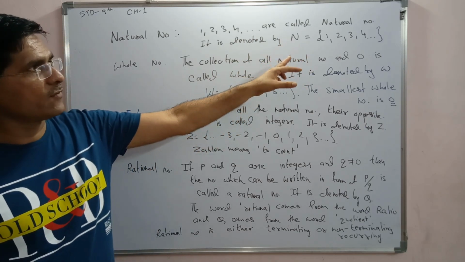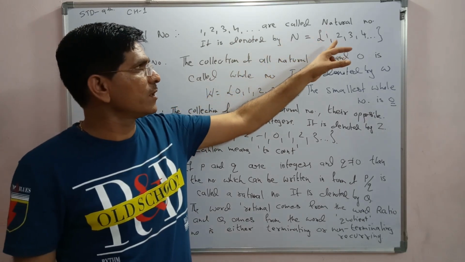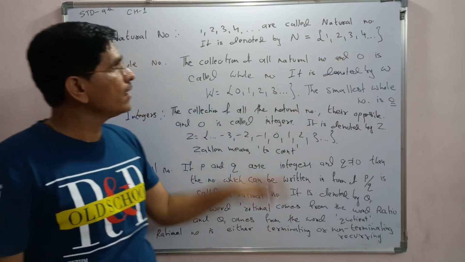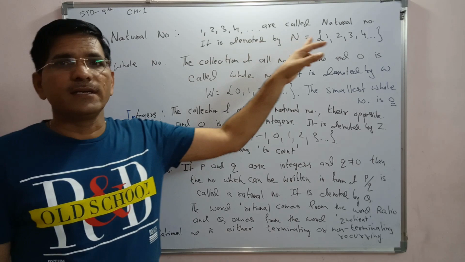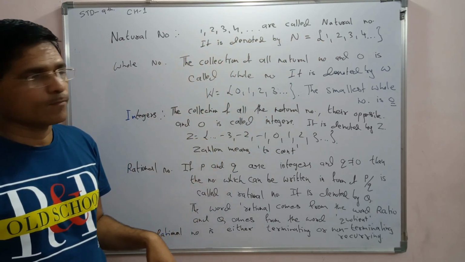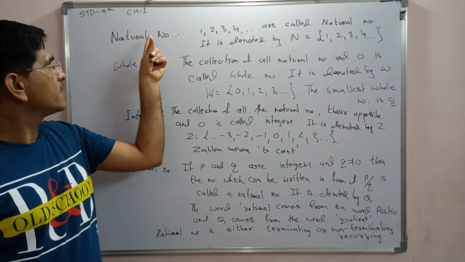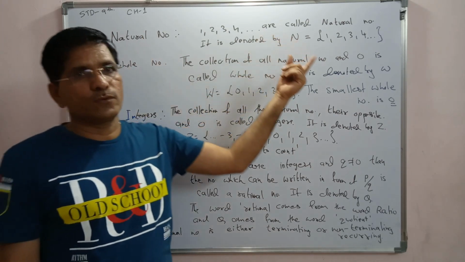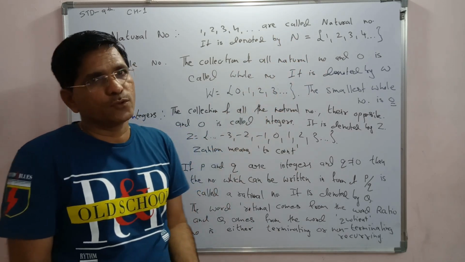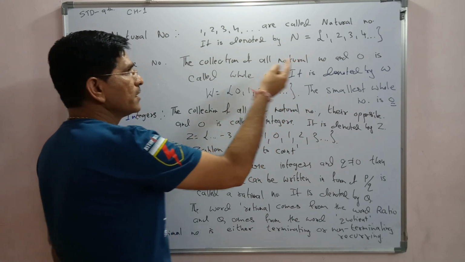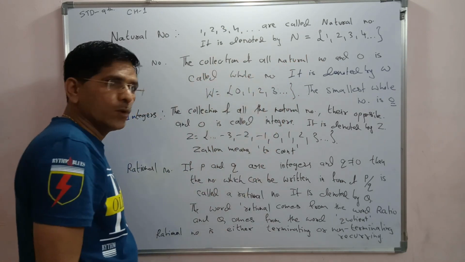In set form we can write in curly brackets 1, 2, 3, 4, and so on. We can also represent it on a number line. Afterward, after natural numbers, comes the whole number. If we add 0 to the natural numbers, we can say it is a whole number.